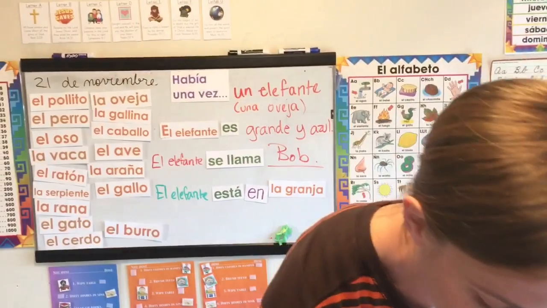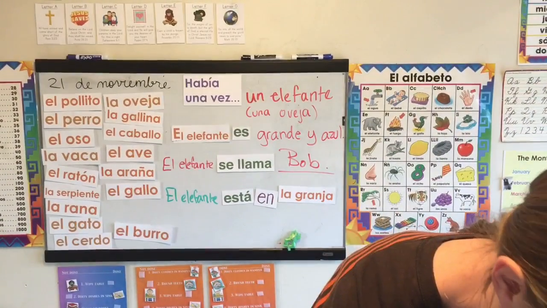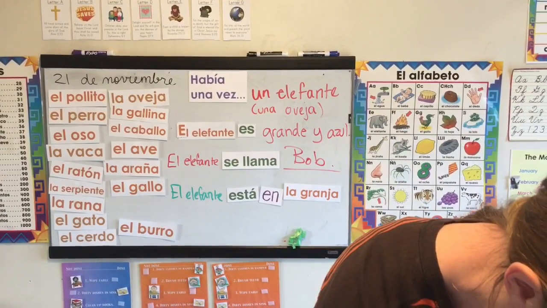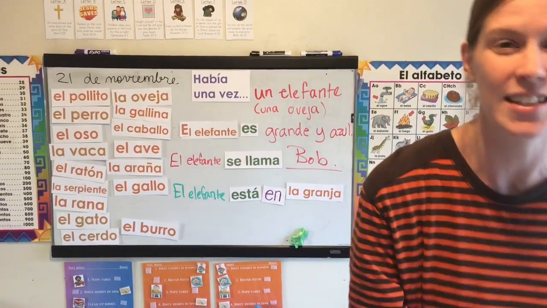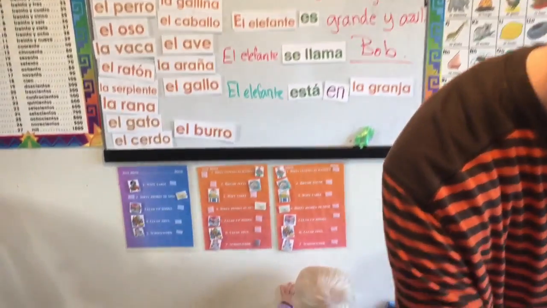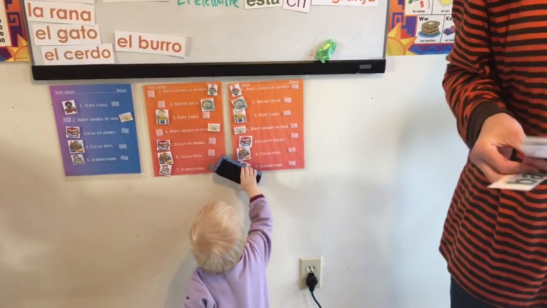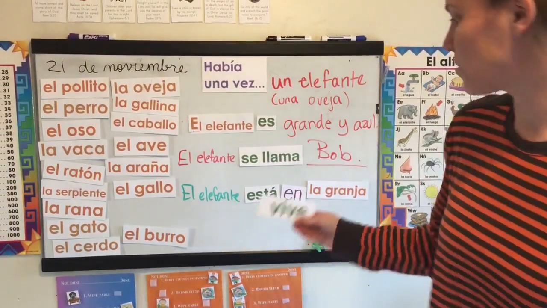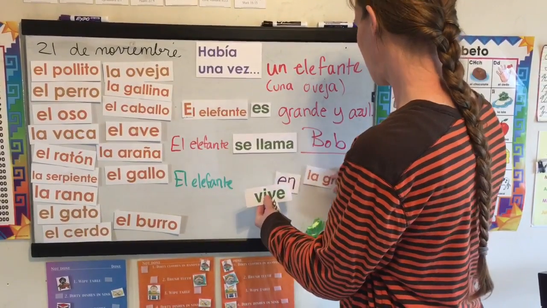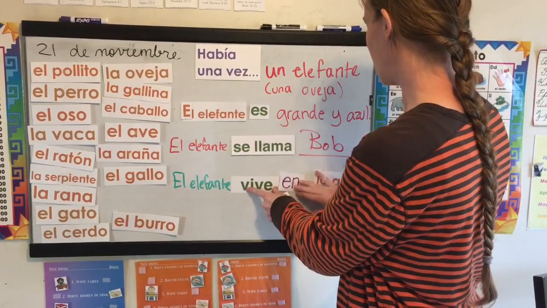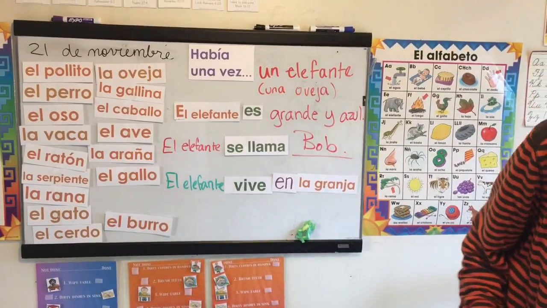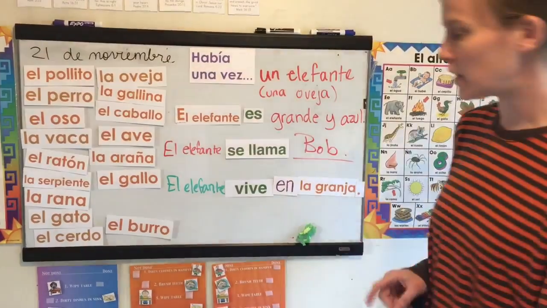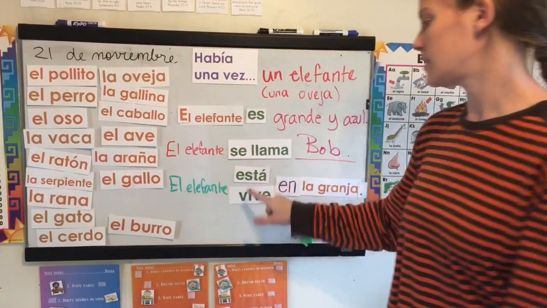Or I could use another word that you've already used, which is a little bit more descriptive. I have so many verbs here. I wonder if you guys can guess the word that I'm going to use to say where the elefante lives. Here we go. I could also say el elefante vive en la granja. And again, this is a full sentence, so you need to add a period at the end, all right? Either el elefante vive en la granja or el elefante está en la granja.